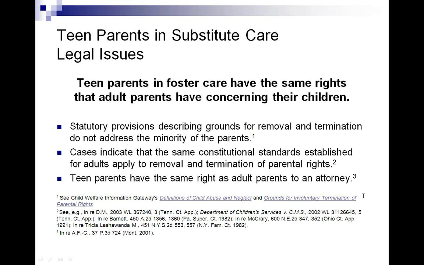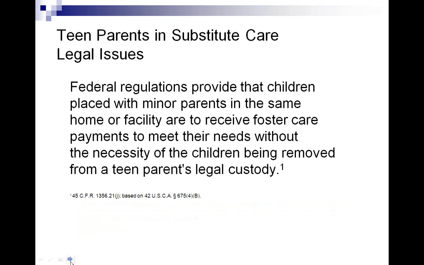I did review the grounds, which the citation there is to where they're collected neatly at the Child Welfare Information Gateway site, which is a very helpful site for all things child welfare if you're not familiar with it. And cases cite to Santosky and Stanley v. Illinois, which are cases that involved and established constitutional rights for parents. Those are some examples there in that citation. And in at least one place, parents have been found to have the same right to an attorney.